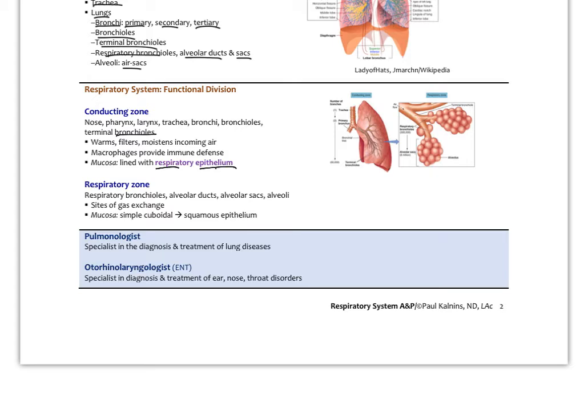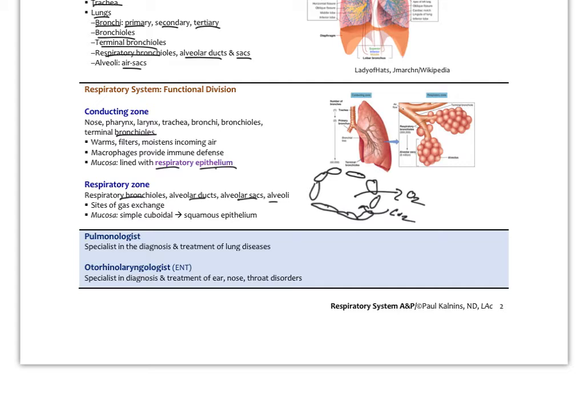The respiratory zone would include the respiratory bronchioles, alveolar ducts, alveolar sacs, and alveoli. And this is really where gas exchange occurs. The mucosa is very simple. It's simple cuboidal in the respiratory bronchioles, and then it becomes squamous epithelium, the really flat, thin epithelium, down in the alveoli. So alveoli are really just a thin wall of squamous epithelium, and this is where the gas exchange happens: oxygen is getting into the body, CO2 is going out.